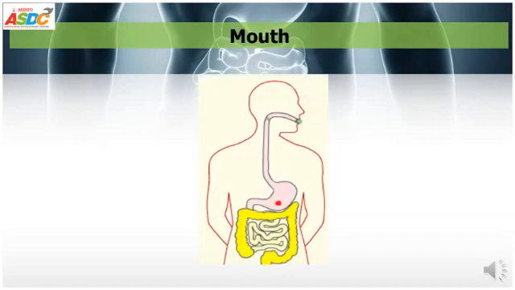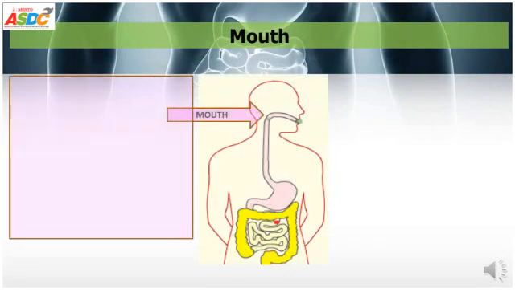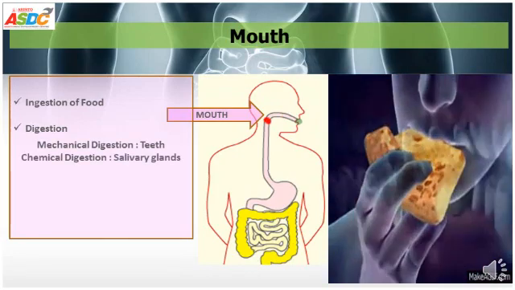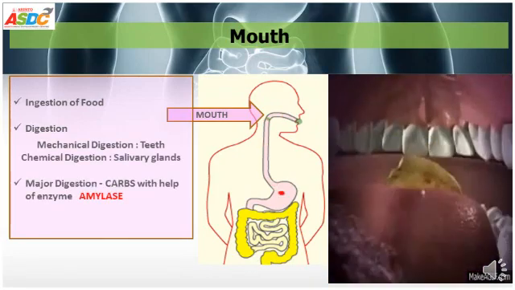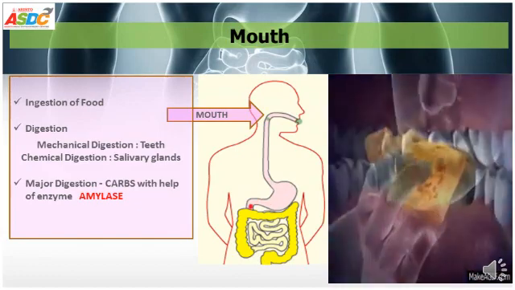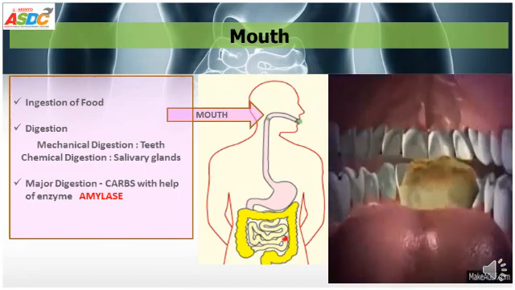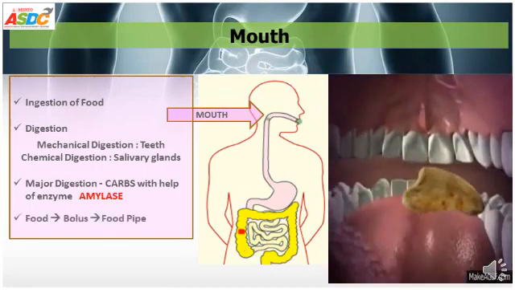Mouth. The intake of food is termed as ingestion. In the mouth, the teeth break the food particles mechanically, while the saliva makes it soft and helps in digestion. It contains the enzyme amylase that majorly breaks down the carbohydrates. The food is converted into a soft bolus and pushed into the food pipe with the help of the tongue.